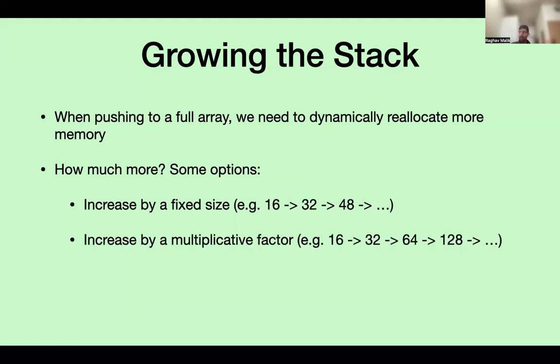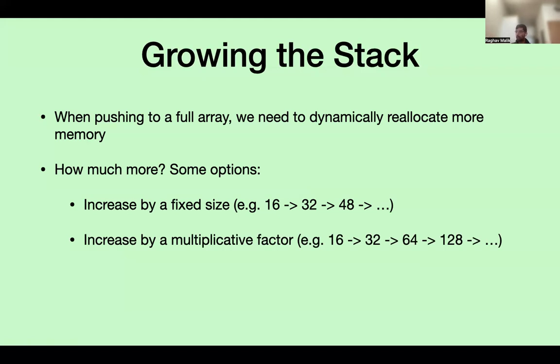Instead of that, I could double it every time or increase by some kind of multiplicative factor, right? So go from 16 to 32. But when that overflows, I go to 64 instead of 48. And then I go to 128 instead of 80, I guess. So I could double it every time instead of just adding 16.